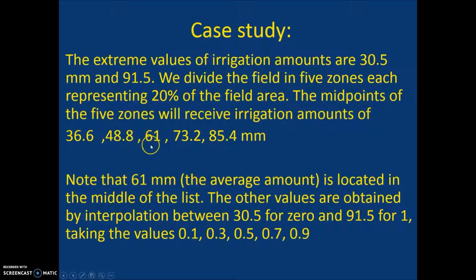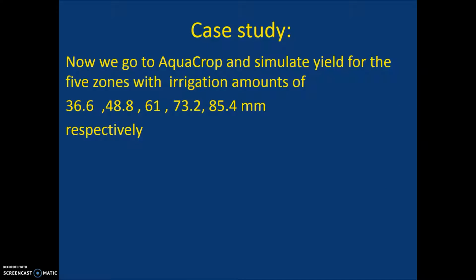Note that 61 millimeters, the average amount, is located in the middle of this list. Well, because it corresponds to 50%. This is the class that goes from 40 to 60%. The other values are obtained by interpolation between 30.5 for 0 and 91.5 for 1, taking the values of 0.1, 0.3, 0.5, 0.7, and 0.9. Now we go to AquaCrop and simulate yield for the 5 zones with irrigation amounts of 36.6, 48.8, 61, 73.2, and 85.4 respectively.